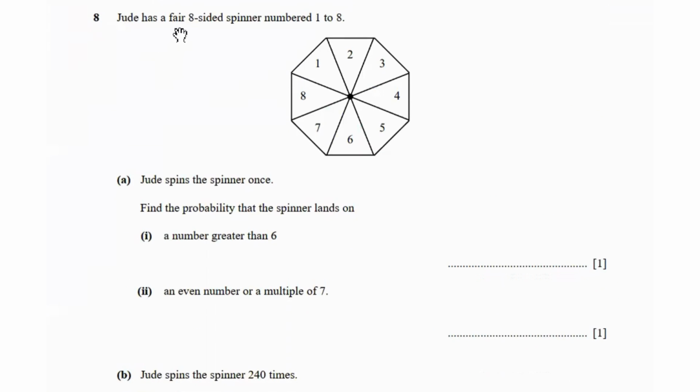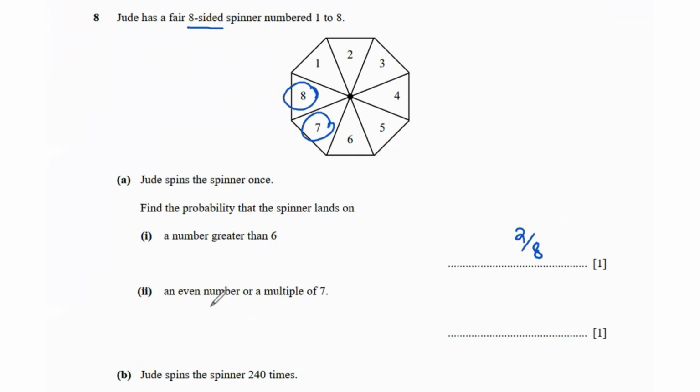Question 8 says Jude has a fair 8-sided spinner numbered 1 to 8. Jude spins the spinner once. Find the probability that the spinner lands on a number greater than 6. So for a number greater than 6, we have 8 and 7. So if it's an 8-sided spinner, 2 out of 8 is the probability of us getting a number greater than 6.